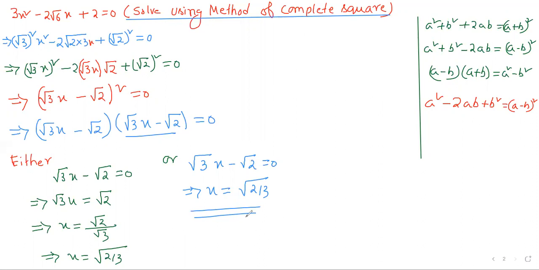Okay, this is the complete solution, and I have solved this problem in two methods. First, I used the formula x equal to minus b plus minus root over b square minus 4ac, by 2a. Secondly, I used the method of completing the square. So in this video, you have learned these two methods. I hope now it is clear, everyone.